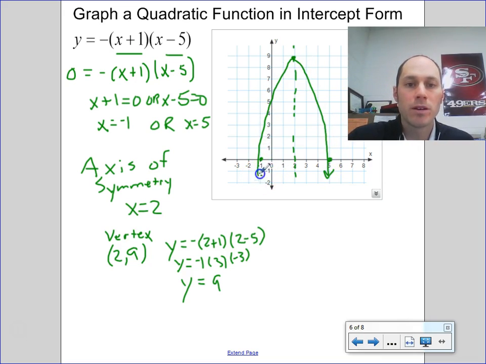Well, I hope you're better at drawing parabolas than I am, but is that right? Should it open down? Yeah, see we got a negative there. So since our a value is negative, this should open down.